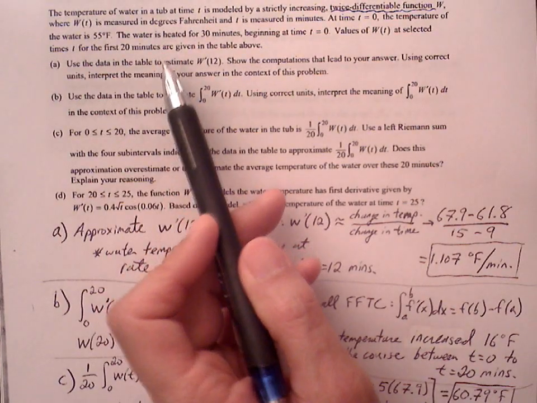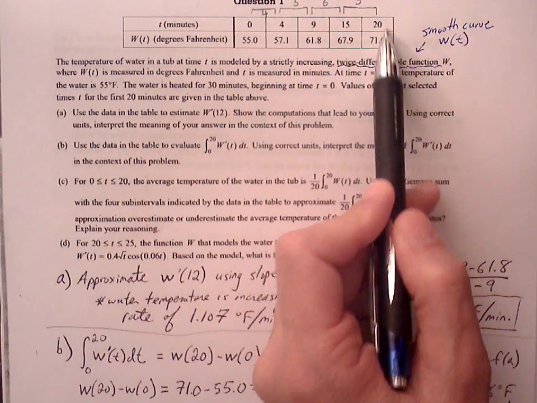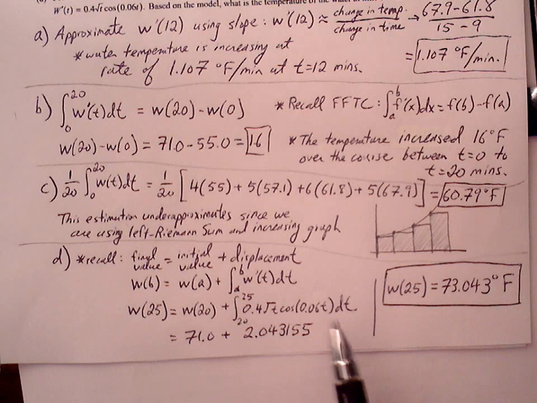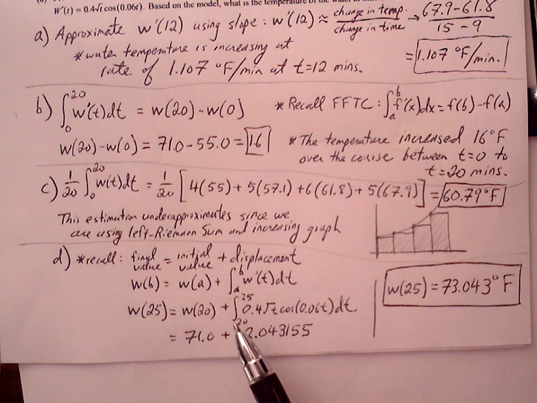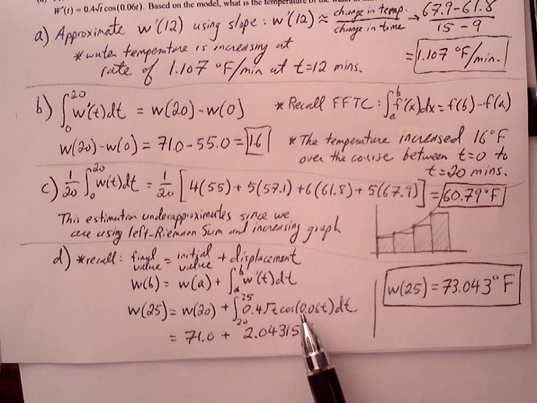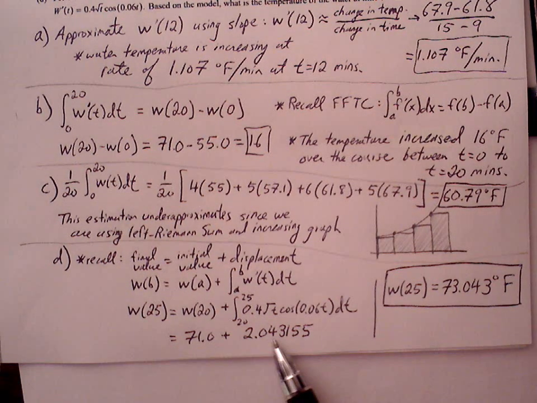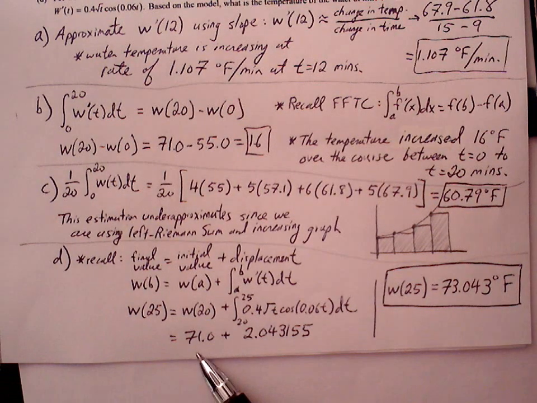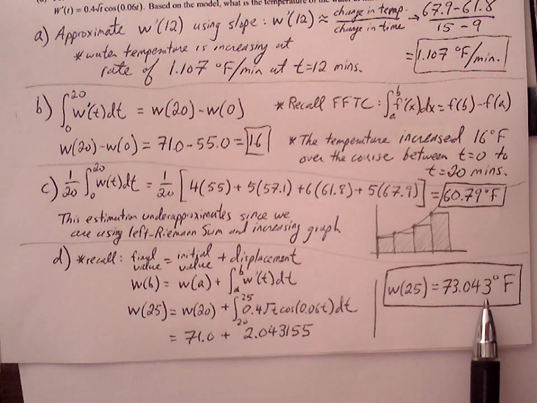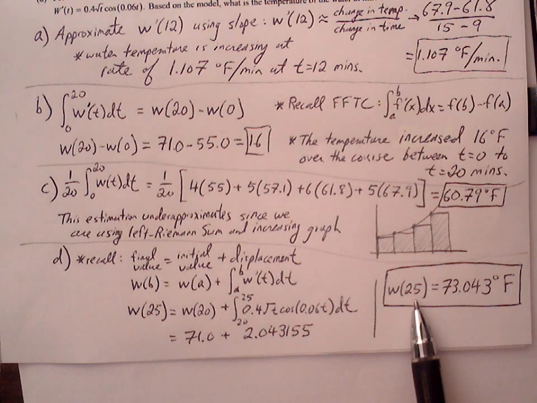We know that the temperature at the 20th minute is 71 degrees. And then if we use our calculator to find the definite integral from 20 to 25 of W prime, this will give me how much the temperature has changed between the 20th and 25th minutes. So between 20 and 25 minutes, the temperature is going to rise 2.04 degrees Fahrenheit. So if I add that to my temperature at the 20th minute, what I arrive at is 73.043 degrees, which is the temperature of the tub of water at the 25th minute.